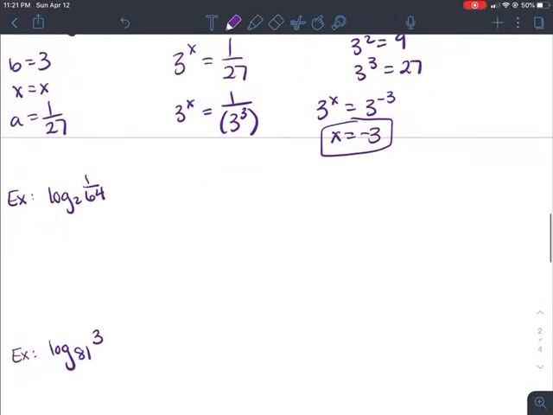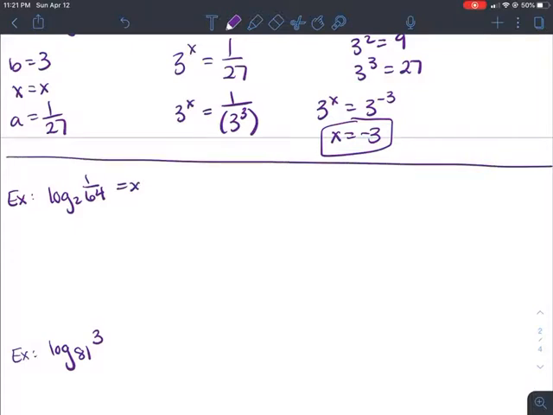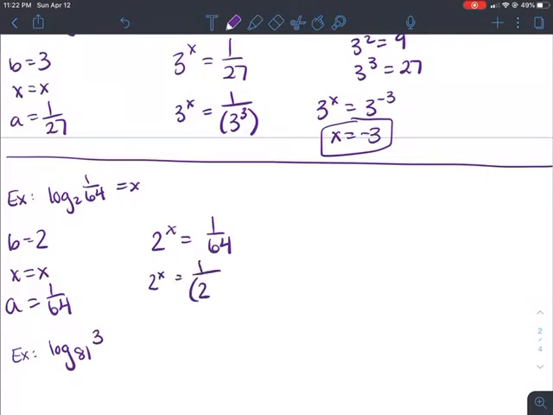So I have this equation that I need to solve for. I'm going to set it equal to x for this example. Draw a line there. So b equals 2, x equals x, a equals 1 over 64. And I plug it into my equation. I get 2^x equals 1 over 64. Now I need to find a common base between 2 and 64. So I can say that 2^x equals 1 over 2 to the power of something.